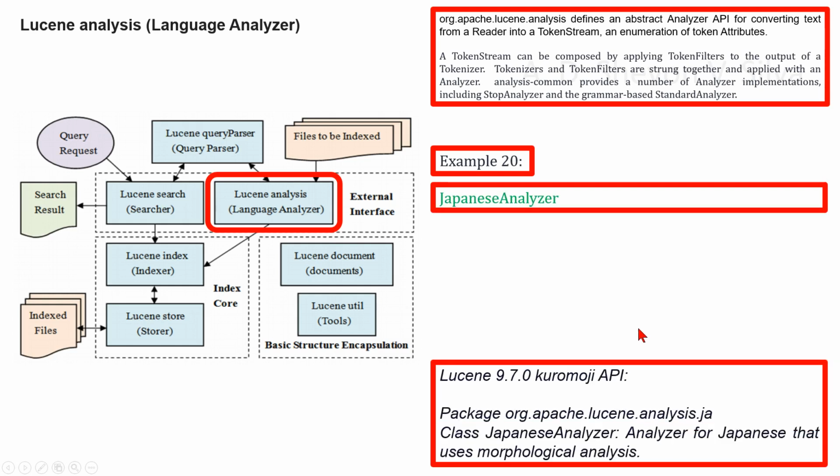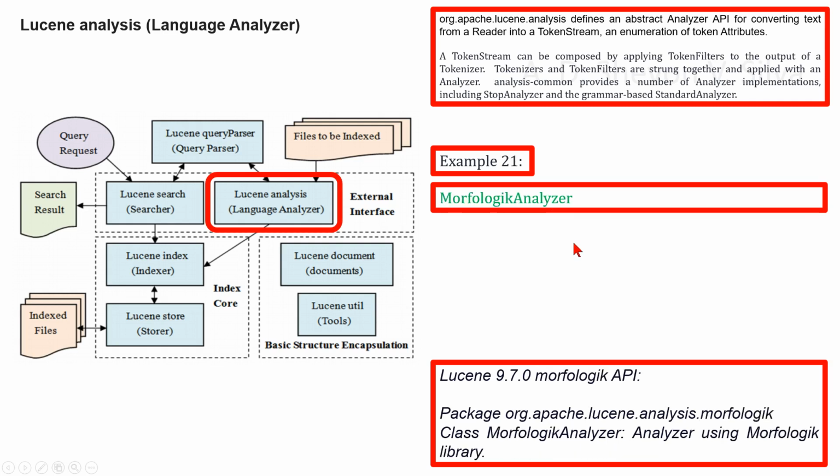Now we are considering the Lucene 9.7.0 Kuromoji API. Kuromoji is a morphological analyzer for Japanese text. The class JapaneseAnalyzer in package org.apache.lucene.analysis.ja is an analyzer for Japanese that uses morphological analysis.